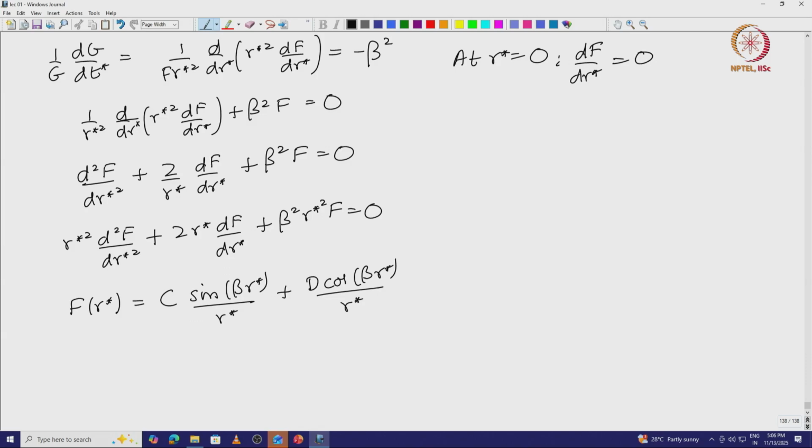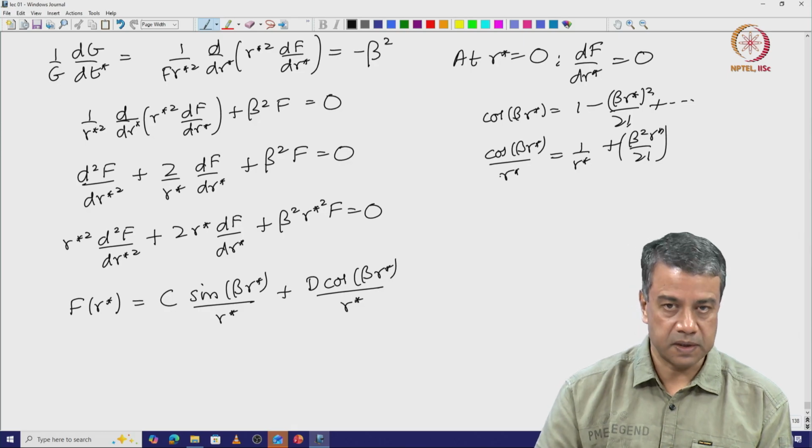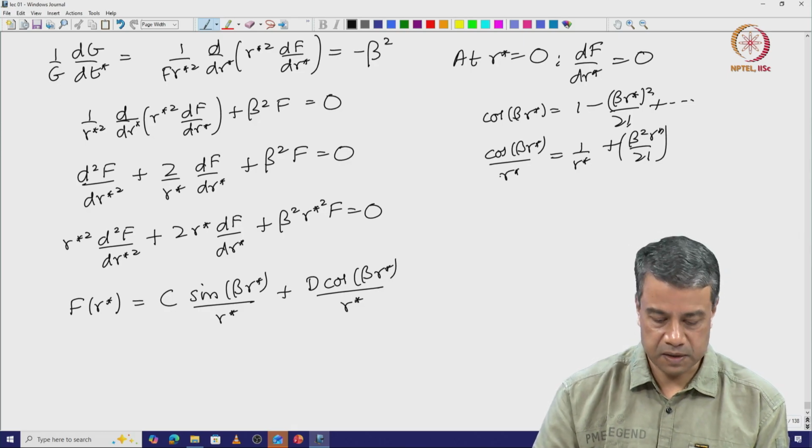Clearly, the cos function does not satisfy this. The cos function goes as cos of beta r star equal to 1 minus beta r the whole square by 2 factorial plus etc. So, cos of beta r star by r star goes as 1 over r star plus beta square r star by 2 factorial. The derivative of this 1 over r goes as 1 over r square. So, clearly it does not satisfy this boundary condition.